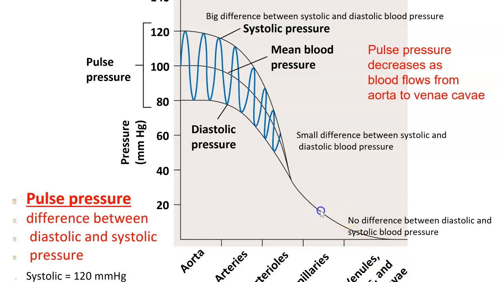So notice that at the capillaries, there is no pulse pressure, which means that there is no difference between systolic and diastolic pressure. Blood flow is reduced tremendously at that point, so that blood is traveling very, very slowly, which is exactly what we need for the diffusion of substances between blood and tissues to take place. Diffusion requires time, and if blood was flowing very quickly, there would be no time for diffusion. So we want the blood flow to slow down so that diffusion of substances back and forth can take place.